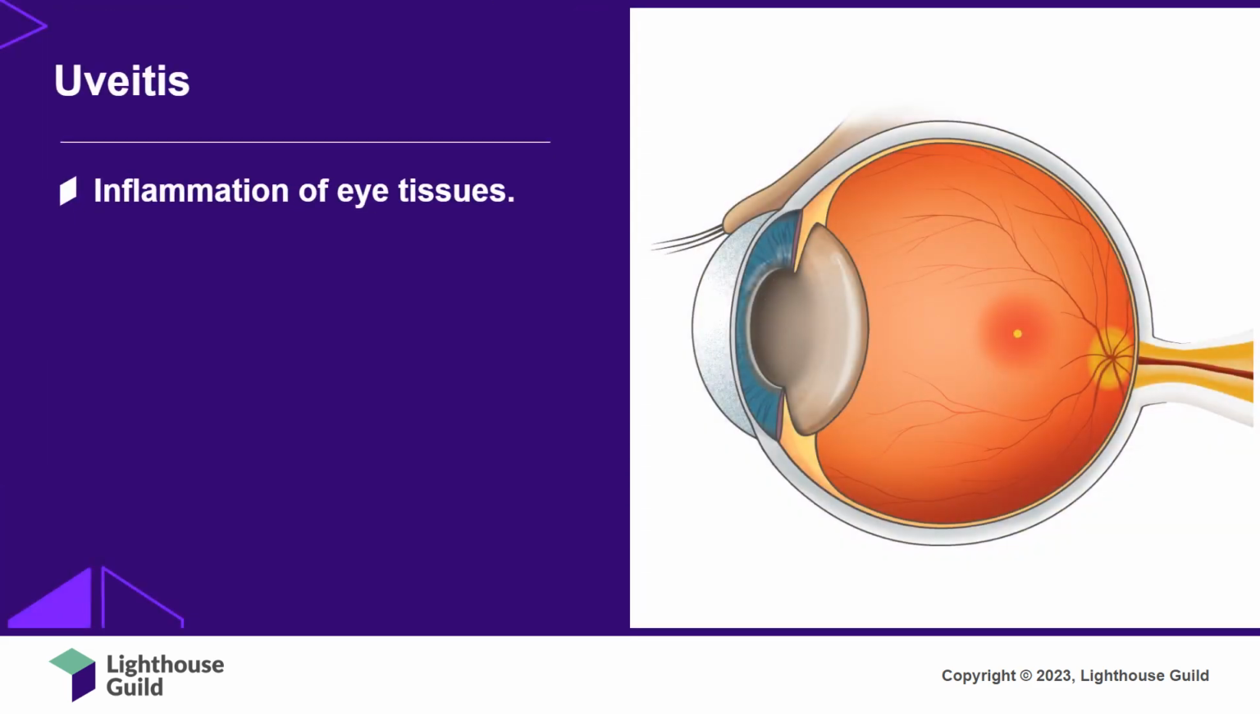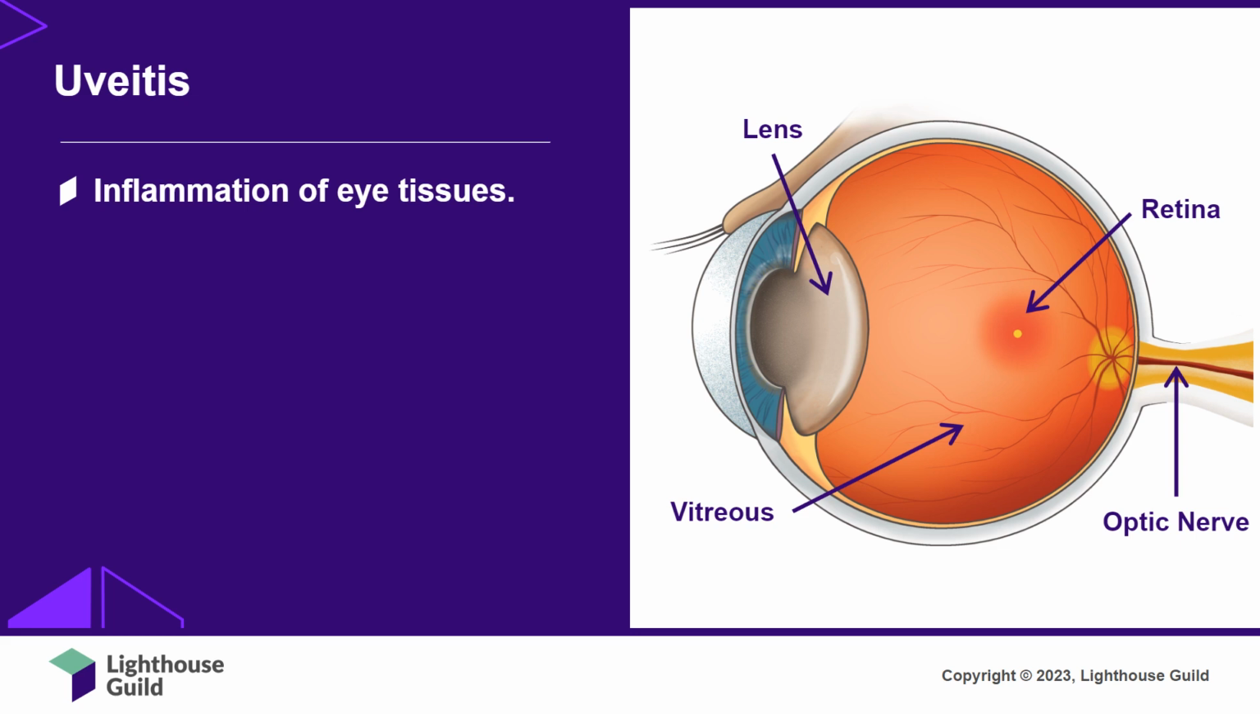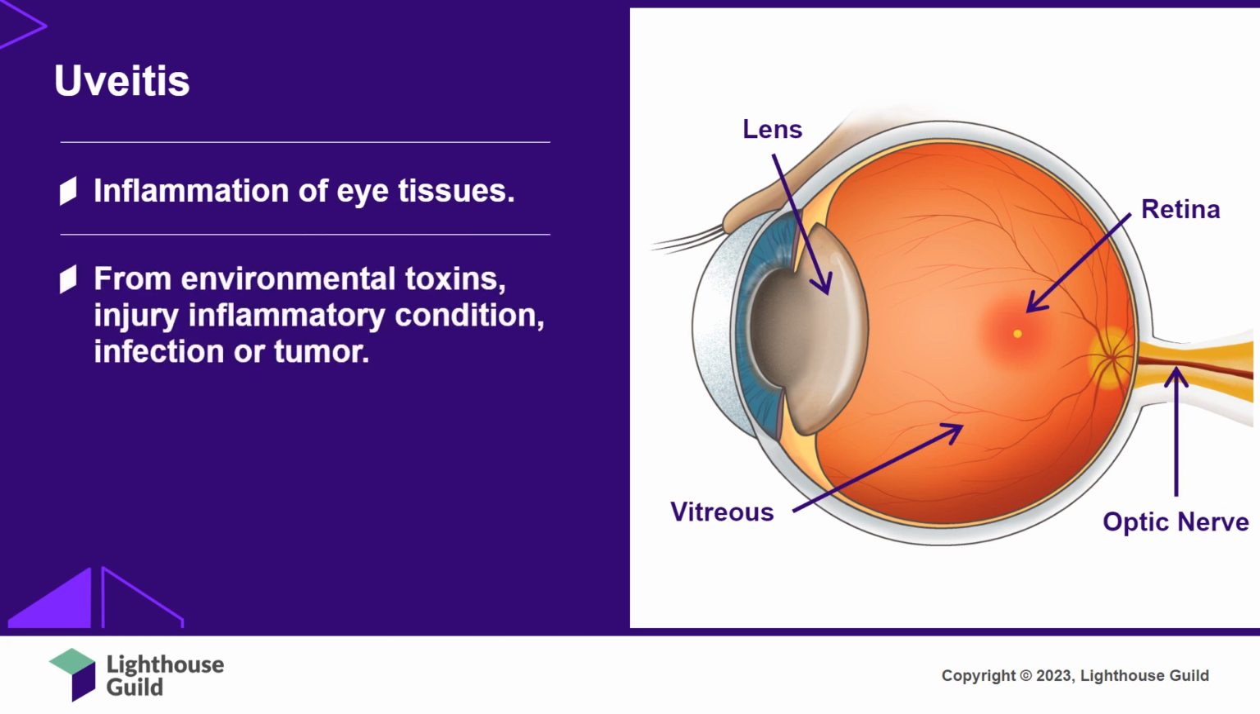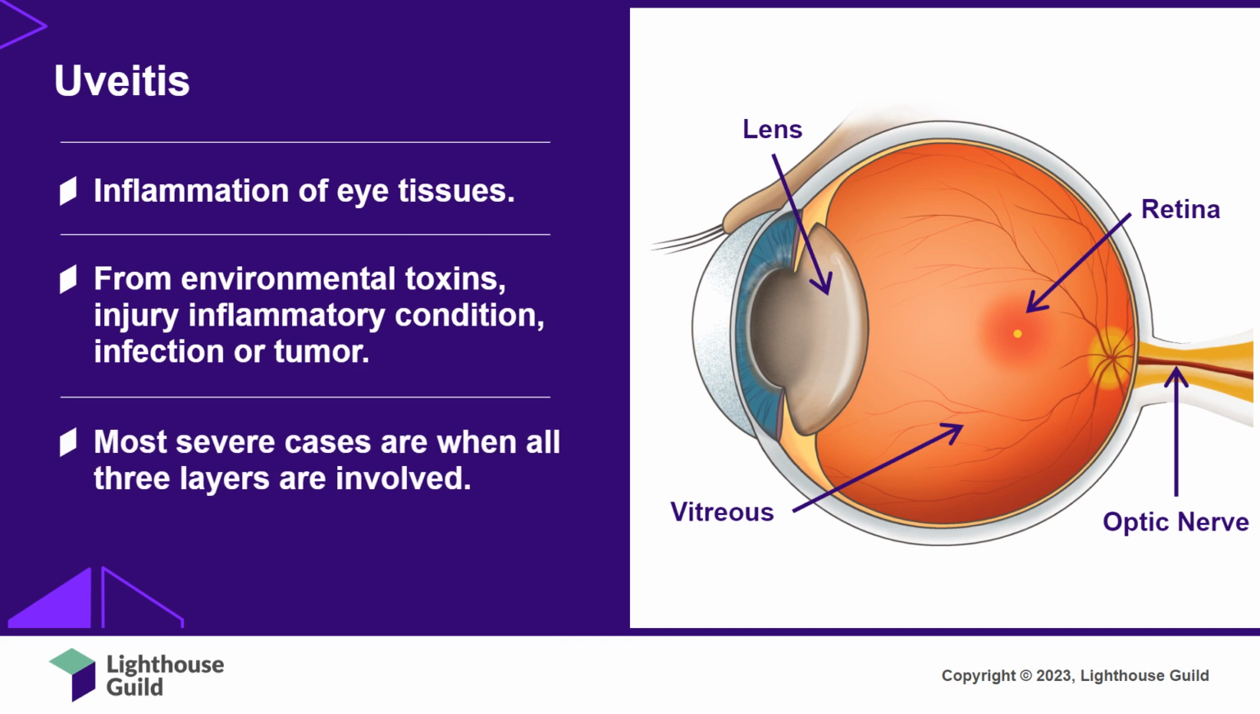Uveitis is inflammation of eye tissues, which can include the retina, lens, optic nerve, and vitreous. It may be acute, short-term, or chronic, long-term. It may occur from environmental toxins, injury, or an inflammatory condition, infection, or tumor elsewhere in the body. How much uveitis impairs vision depends on the location and stage of the condition. The most severe cases of vision loss are when all three layers of the eye are involved. Uveitis is generally treated with medication.